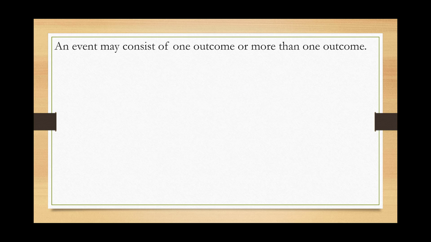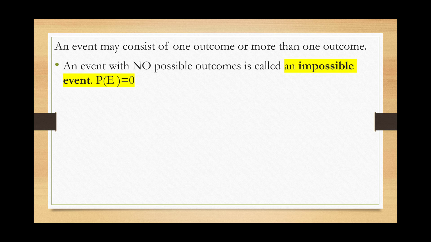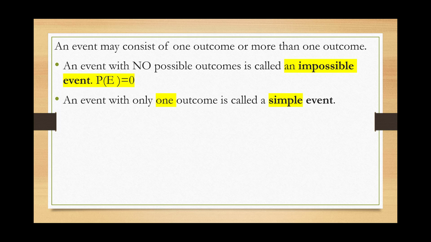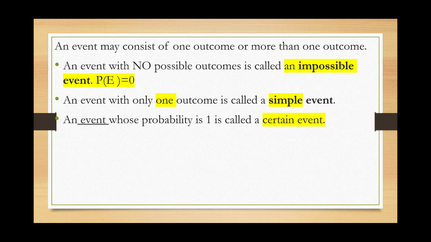An event may consist of one outcome, or it can have more than one outcome. An event with no possible outcomes is called an impossible event, and its probability will be zero. An event with only one outcome is called a simple event. An event whose probability is one is called a certain event. We know it's going to happen.